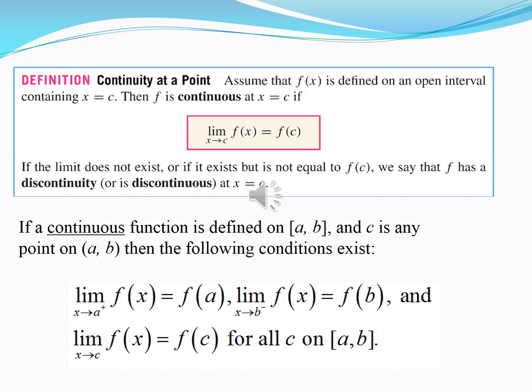If a continuous function is defined on [a, b], and c is any point on [a, b], then the following condition exists. The right hand limit of f(x) equals f(a), the left hand limit of f(x) equals f(b), and the limit of f(x) equals f(c) for all c on the closed interval.